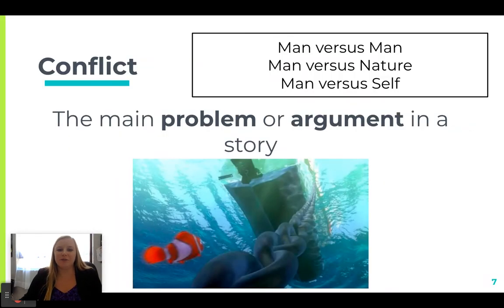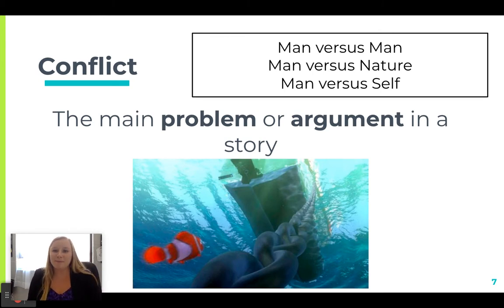After the exposition, we are introduced to the conflict. The conflict is the main problem or the main argument that is located in a story. Of course, in Finding Nemo, the conflict is when Nemo swims up to the boat and he is captured and taken away from his father. That jumpstarts the rest of the plot.